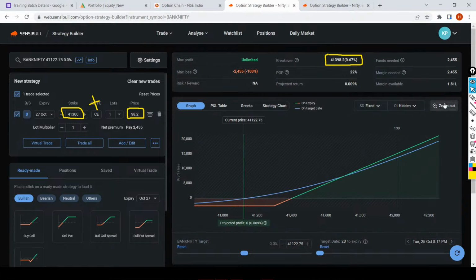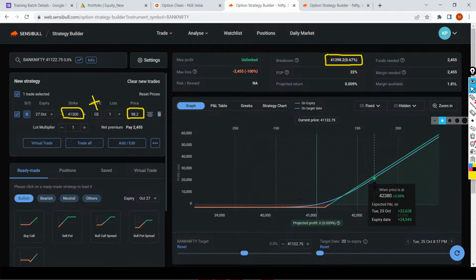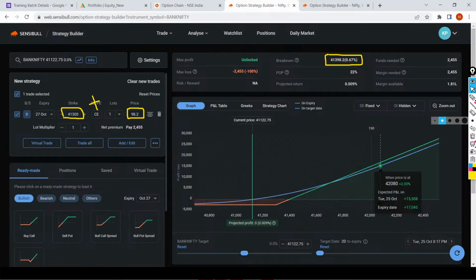Now this blue line plays a very critical role. What did I say? As an option buyer, it doesn't mean that your profit will start only when the market goes to 41,398. That is absolutely wrong, because as an option buyer, what you need is quick momentum. So let's say tomorrow the market goes up by 1%. Your break even, in round figures, is 41,400, somewhere here.